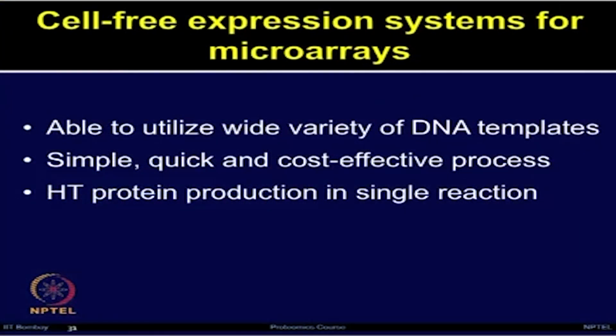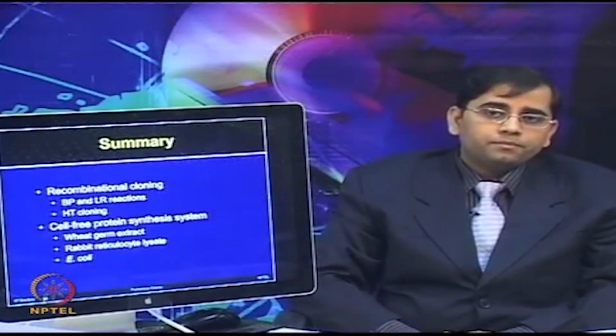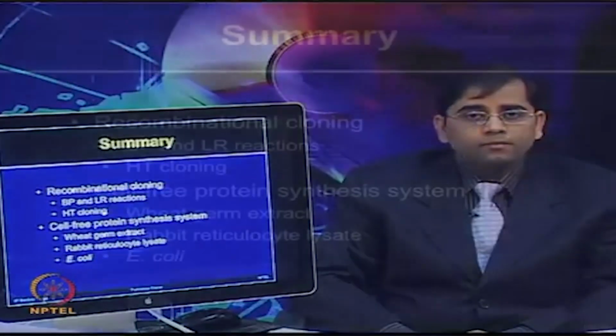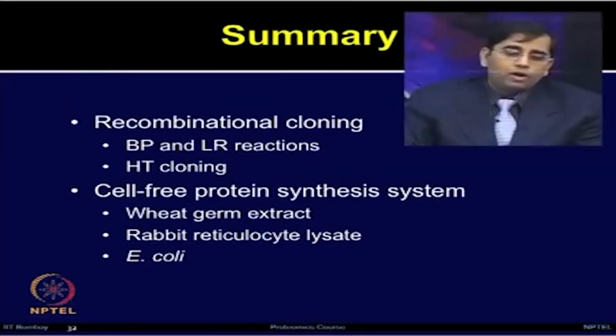This cell-free expression system is a very simple, quick and cost effective process. It provides high throughput protein production in a very short time and in a single reaction. So, all these requirements are very useful for high throughput protein production and for protein microarray generation. So, in summary, today we talked about a few concepts which are required for the protein microarray generation as well as for various high throughput applications in genomics and proteomics.